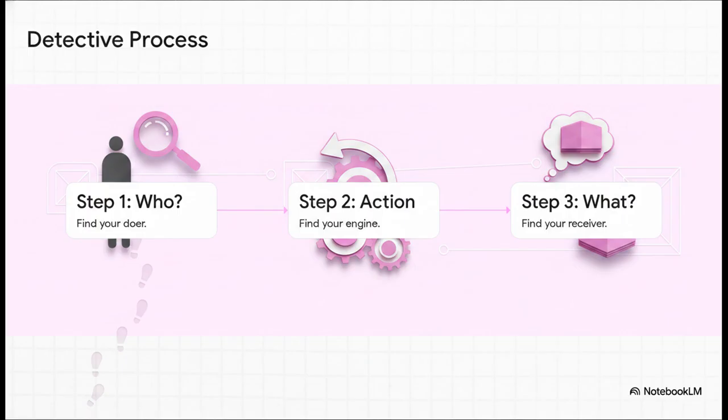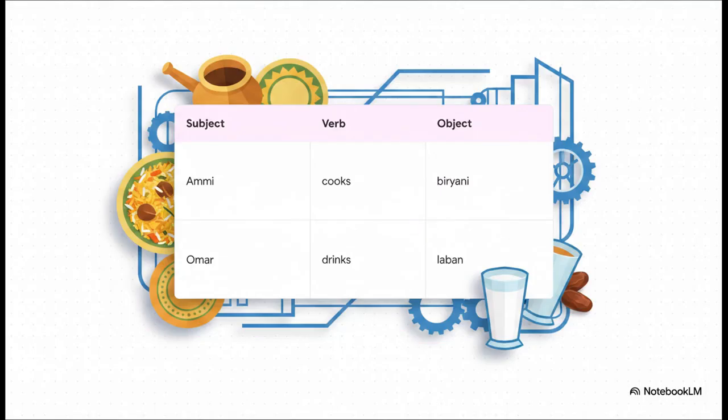Step 1, ask who to find your doer. Step 2, ask what action to find your engine. Step 3, ask what or whom to find your receiver. It's a foolproof, logical sequence. And honestly, look at how beautifully this SVO structure works across completely different daily contexts.